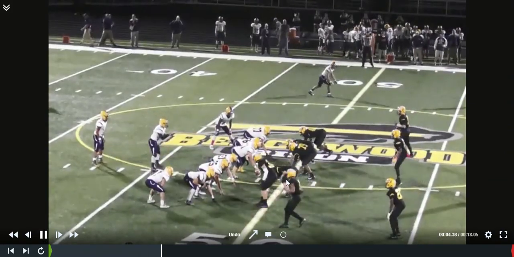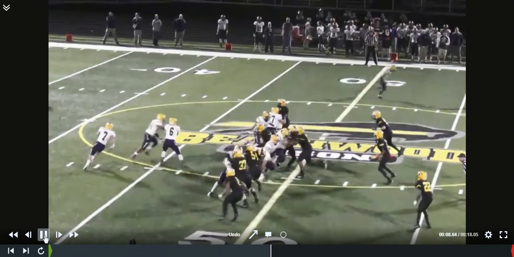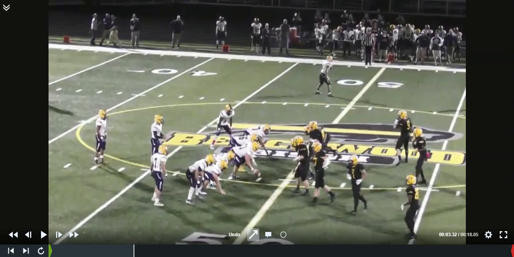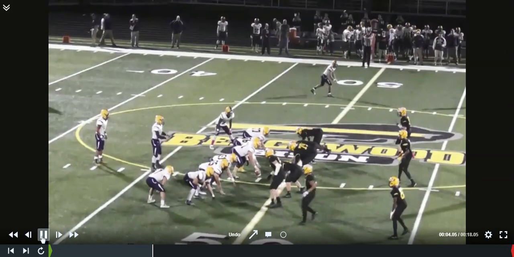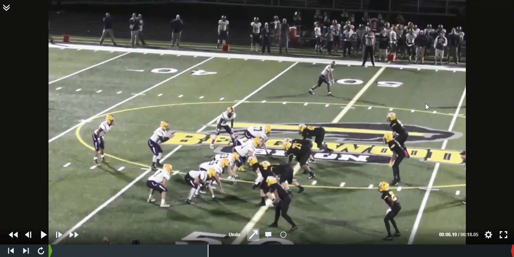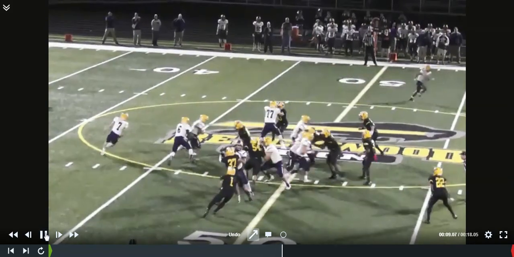All right, one more time. If you just watch the steps of this kid right here, he steps inside. And what helps here is his alignment's tight too. So our quarterback initially pre-snap is thinking this kid's probably going to play belly, probably going to play the B gap here, which he does. He steps into the B gap and we keep it.